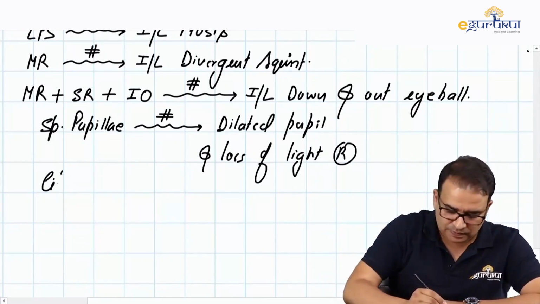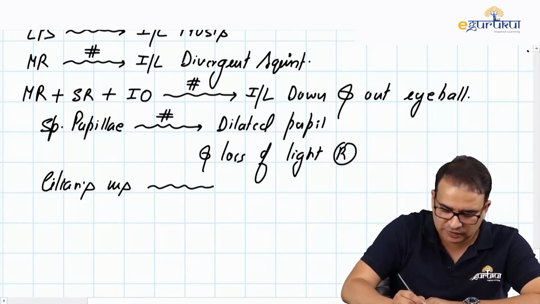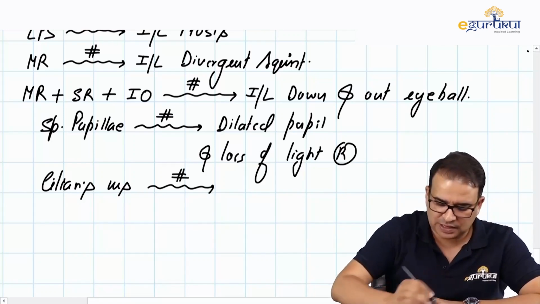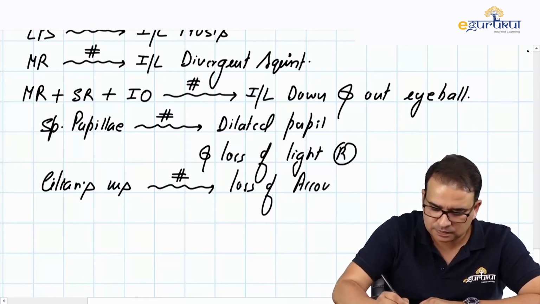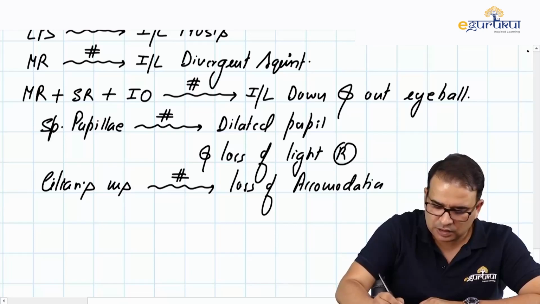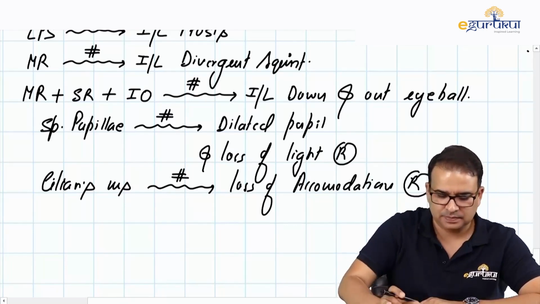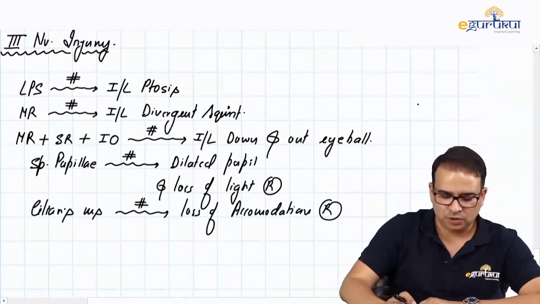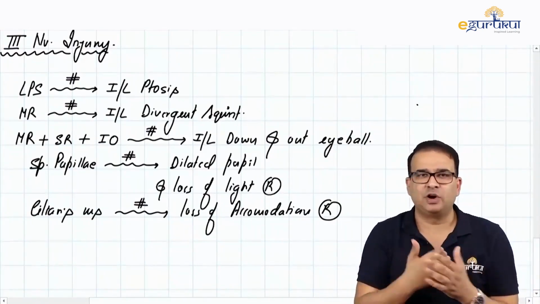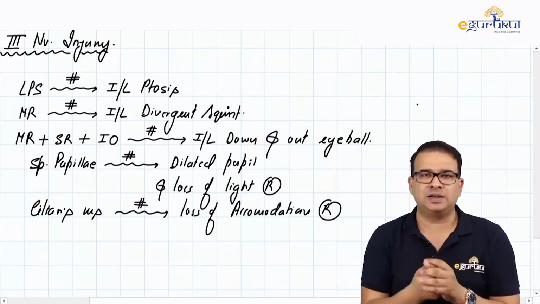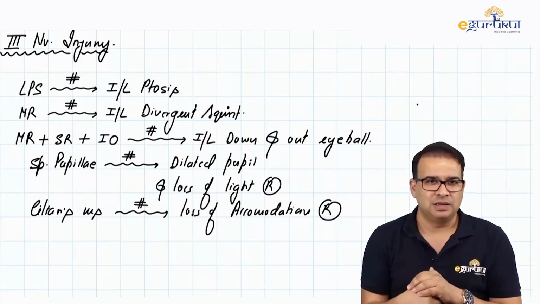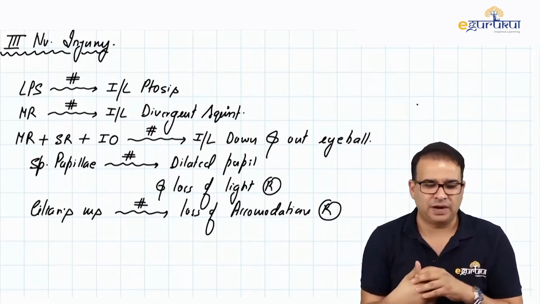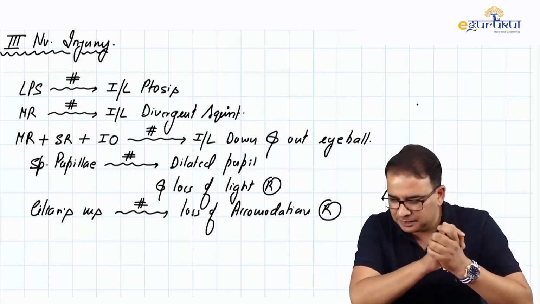And finally, ciliaris muscle is also affected by the third nerve injury, and involvement of ciliaris muscle will lead to the loss of accommodation. Loss of accommodation reflex. So these are some typical features of the third nerve injury. We got ipsilateral ptosis, the divergent squint, down and out eyeball, dilated pupil, loss of light and the accommodation reflex. Easily justified by looking at what exactly the third nerve is supplying.